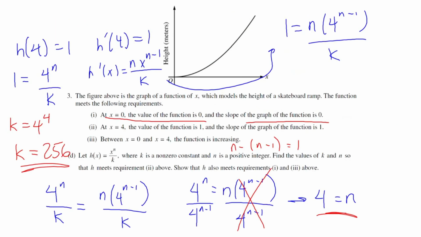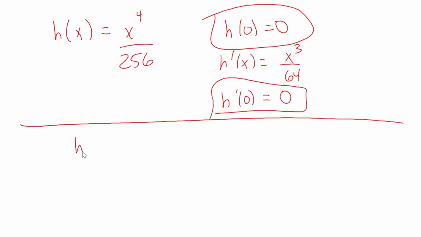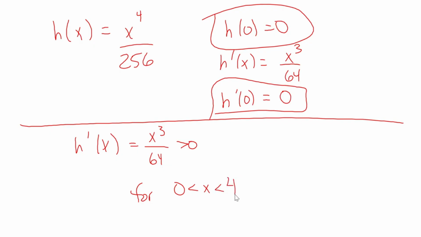And then if we look back, requirement 3 was that from x equals 0 to x equals 4, the function had to be increasing, right? And so if we know that h prime of x is equal to x cubed over 64, that is definitely greater than 0 for 0 to 4. It's greater than 0 for all positive values of x. And so since h prime of x is greater than 0, that means h is increasing. Right, so that proves requirement number 3.